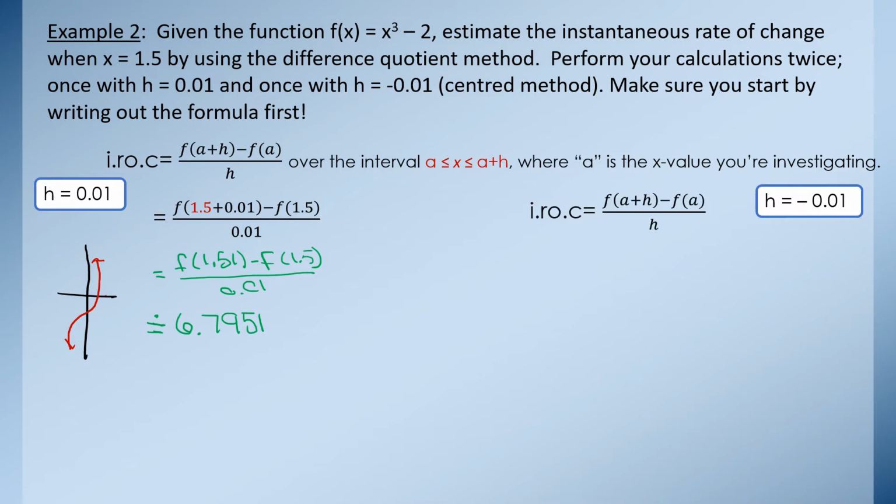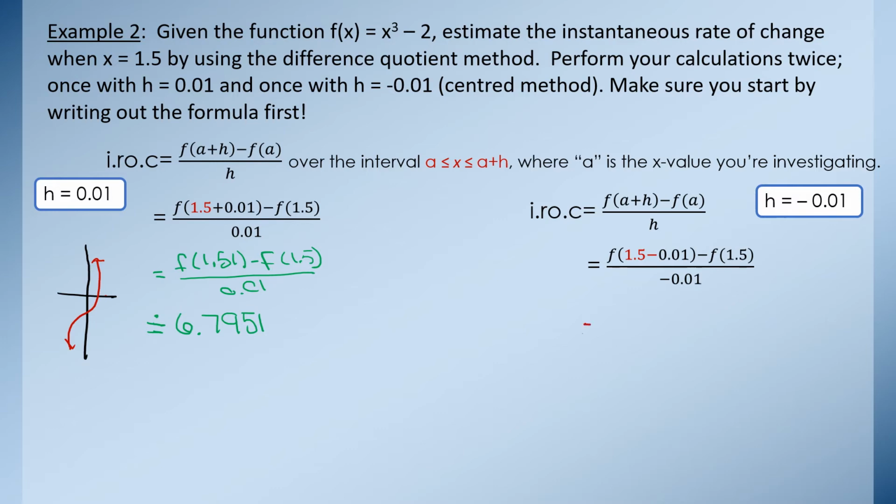Now, it's really important that you always start with a formula because you have to put these values in the right spot. And if we're on the left-hand side of our number that we're investigating, in this case it's 1.5, you might get your numbers turned around. So let's make sure we put them in the right spot here. 1.5 is our A. This time our H is a negative 0.01. So let me just simplify that a little bit.